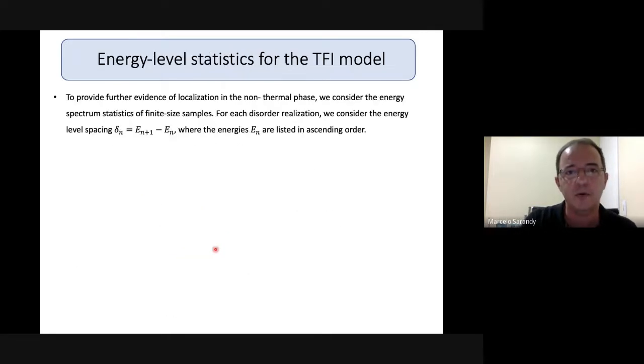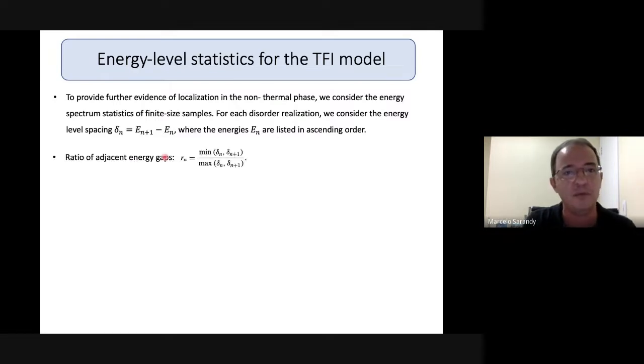Okay. So as further evidence for the localization transition in this model, we consider the spectrum statistics of the energy, right, for finite size samples. The idea of this characterization works in the following way. For each disorder realization, we consider the energy level spacing, the gaps, delta n, that's equal to E n plus 1 minus E n, right? These E n are the energies, and we list them in ascending order, and we compute all the gaps.